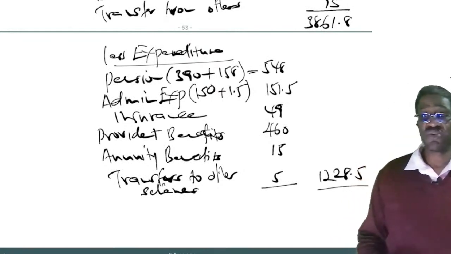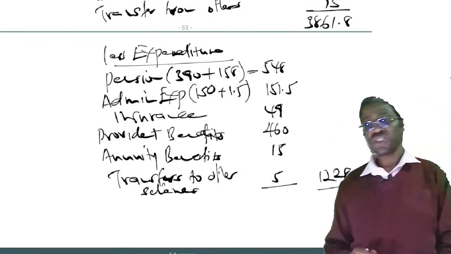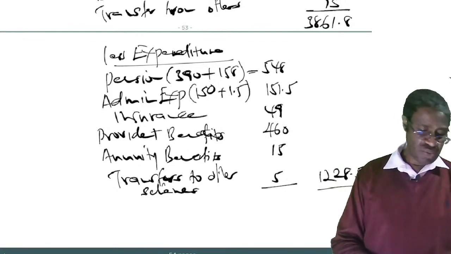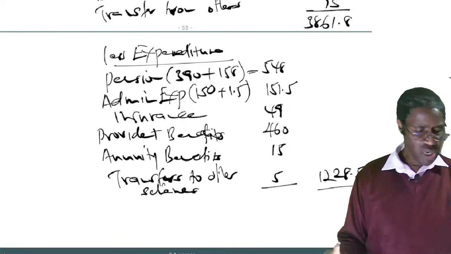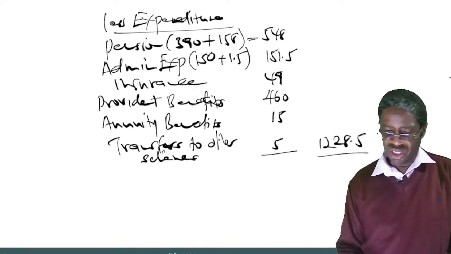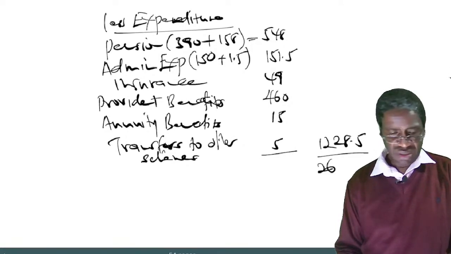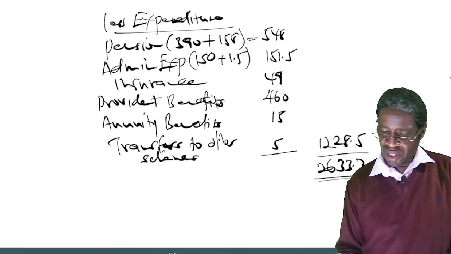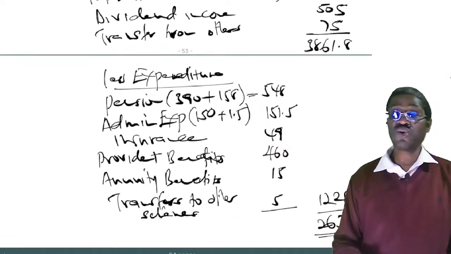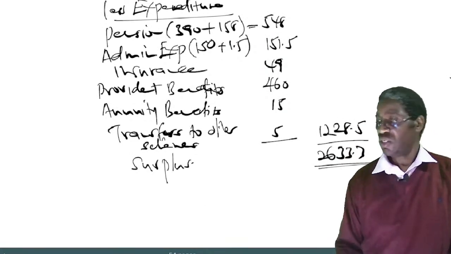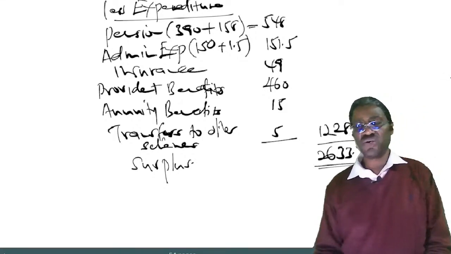We want to compare that with the incomes. Our income on top there was 61.8. I'm remaining with a net of 33.3. And it looks a positive. The incomes were more than the expenditures, so we call it surplus. We call it surplus. Good.